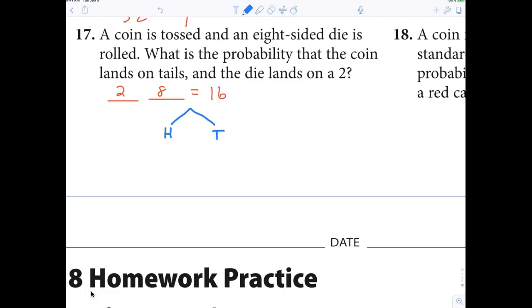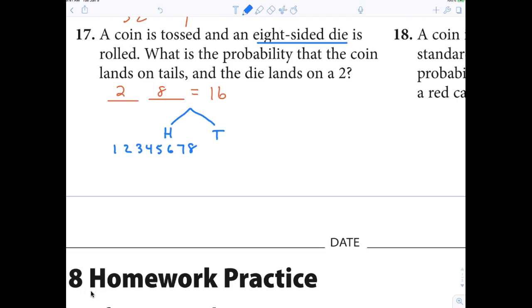Now you're going to roll the dice. How many options can you get? No, how many options for the die? So how many options are there? 8. So when I say 8, you've got to come over here and say 1, 2, 3, 4, 5, 6, 7, 8. You see that?